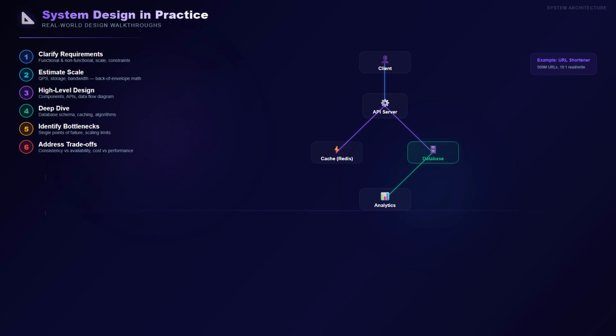Step 5. Identify bottlenecks and single points of failure. What happens when the database goes down? What if traffic spikes 10 times? Walk through failure scenarios and design mitigations.